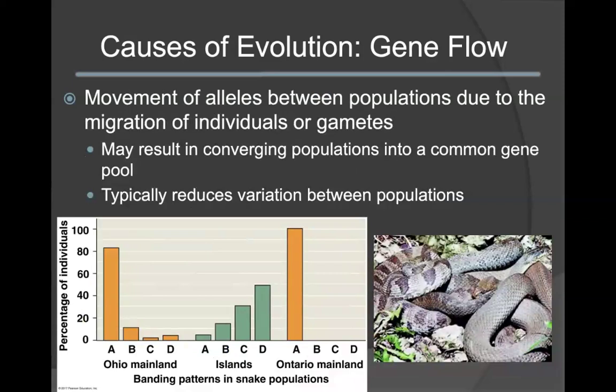Gene flow can also change the allele frequencies in a population. In this instance, there is a movement of alleles between populations due to the migration of individuals or the movement of gametes. This may result in converging populations into a common gene pool. Typically, this can reduce the genetic variation between populations.